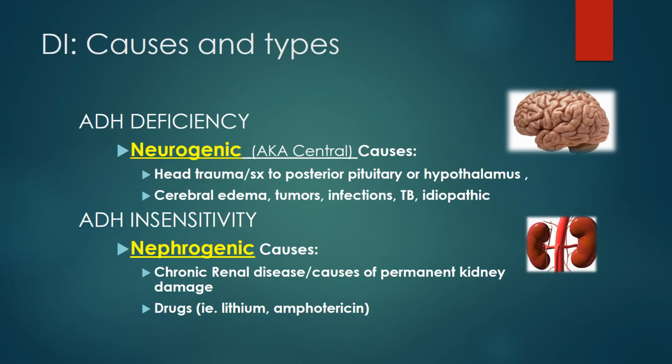So bottom line, diabetes insipidus has 2 major causes, either central or neurogenic, meaning we're not making enough and it's the brain's fault, or nephrogenic, meaning our kidneys are not responding to ADH that's being produced, and we have ADH insensitivity.